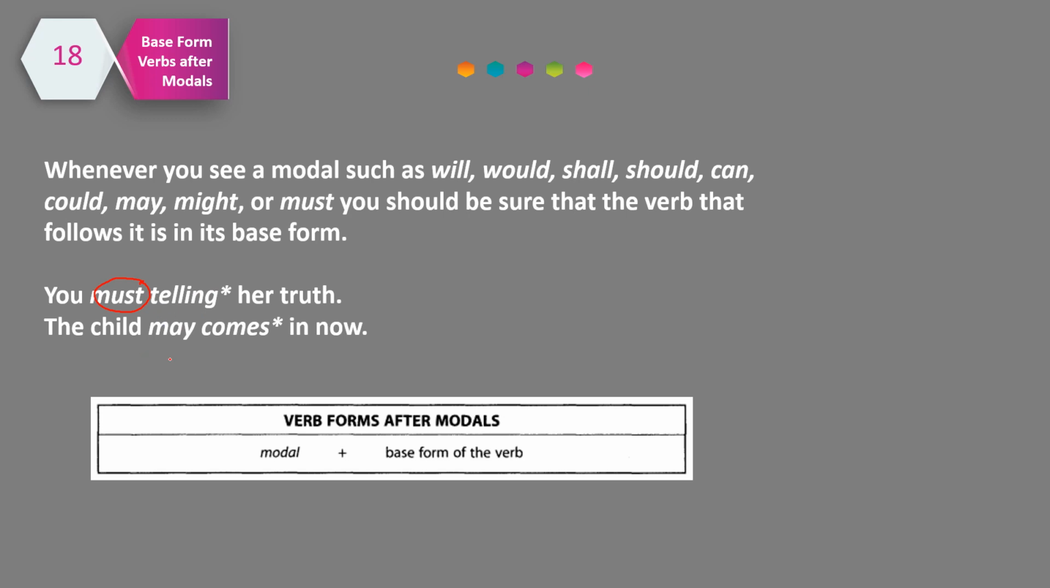The child may comes in now. We can also find may. May is a kind of modal that must be followed by a base form of a verb. Not comes but come. The child may come in now. Have a look at the example. Verb forms after modal: modal plus base form of the verb.